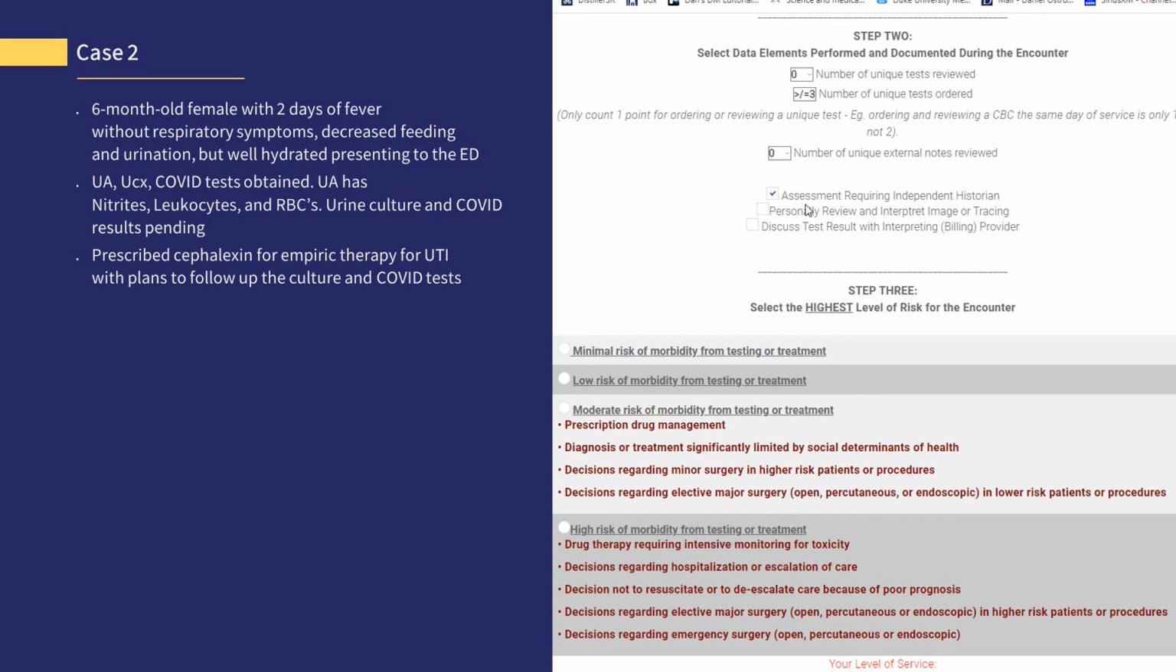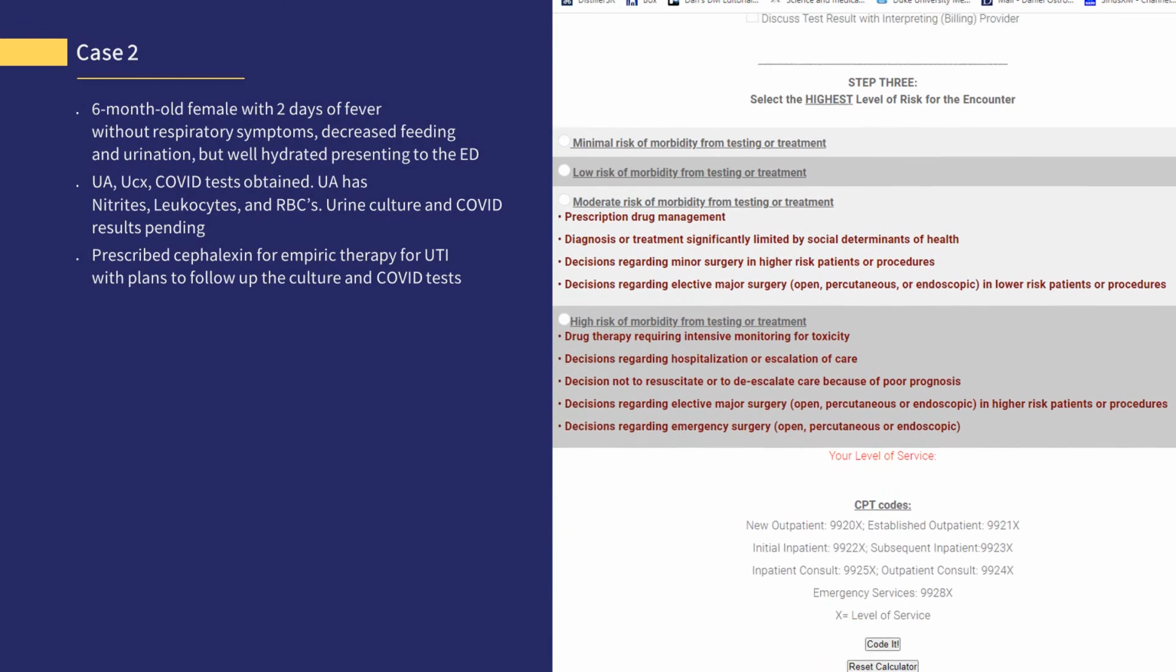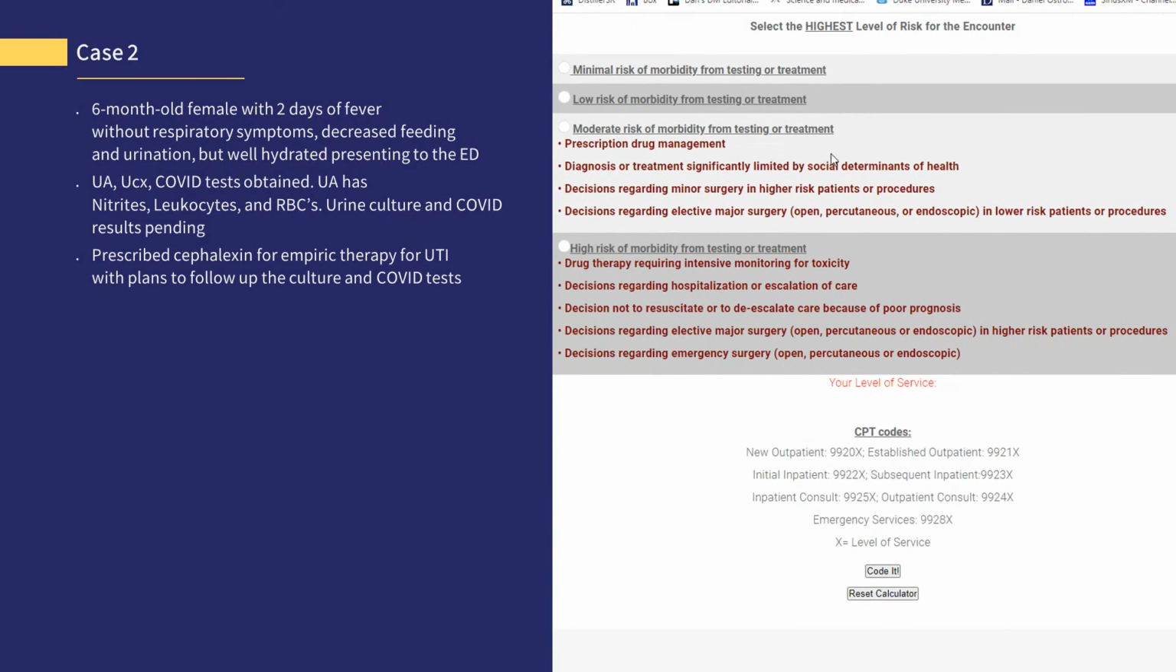3 points are counted for the tests, as you don't get separate points for both ordering and reviewing a result. You also get a point for an independent historian, so the total points for data is 4. This translates to an overall data complexity of moderate, as 3 or more points is considered moderate. The risk of the problem is also moderate due to the decision to prescribe antibiotics.